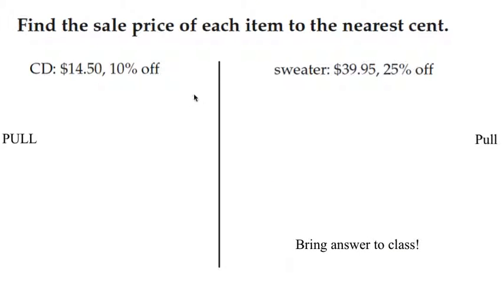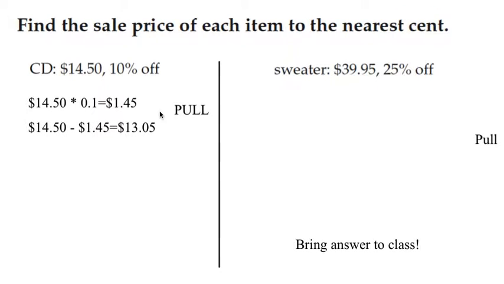All right, here's one on the left-hand side. Find the sale price to the nearest cent. The nearest cent is the nearest hundredth, 2 decimal places. So there's a CD for $14.50. It's 10% off. So we've got to find out how much of the discount they're going to take. We're going to take that 10%, 0.1 as a decimal, and multiply it by $14.50, which gives us $1.45. That's how much the price will go down. So we're going to take $14.50, the original, and subtract off that discount for a total of $13.05 for the sale price.